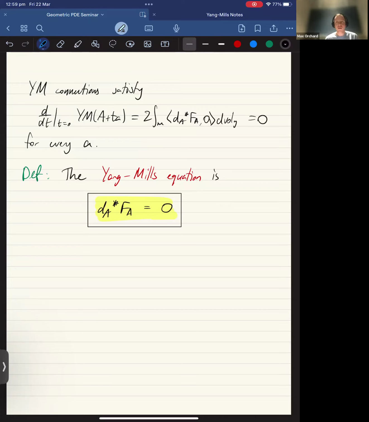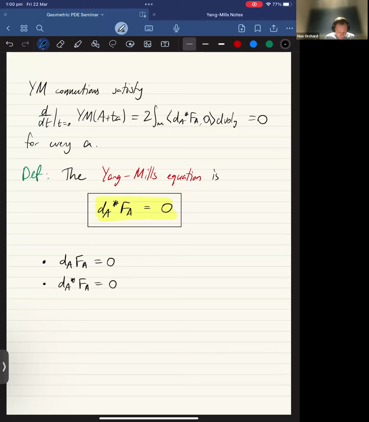That is, a Yang-Mills connection actually satisfies two equations that involve the differential equations. It satisfies the Bianchi identity, which is just this derivative equals 0. And finally, the adjoint is equal to 0. A Yang-Mills connection satisfies both of these.